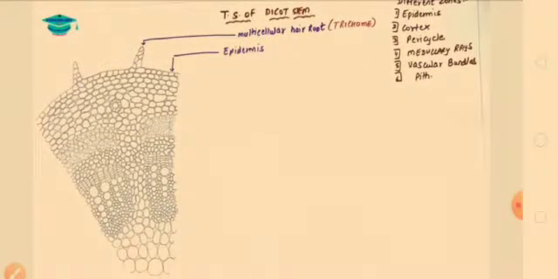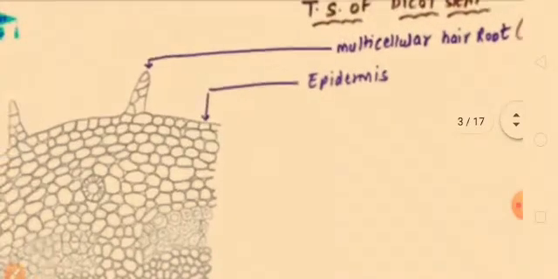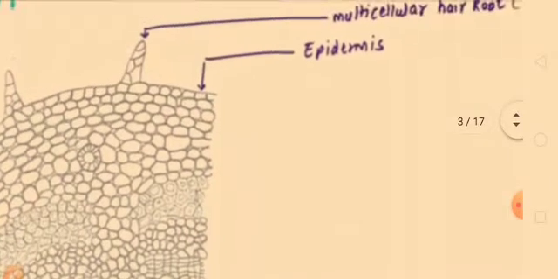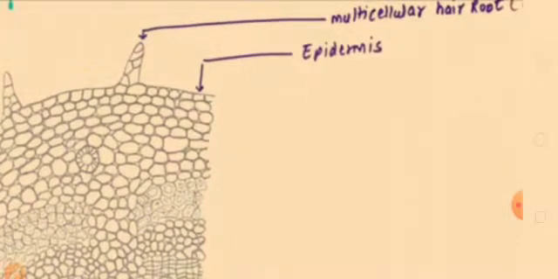First we have the multicellular hairs, also called trichomes in the case of the dicot stem. Here in the dicot stem, can you see those multicellular hairs? It is made up of many cells. The next layer is the epidermis. Actually it is the outermost layer from which the multicellular hairs emerge. So this is the foremost, outer layer called the epidermis.